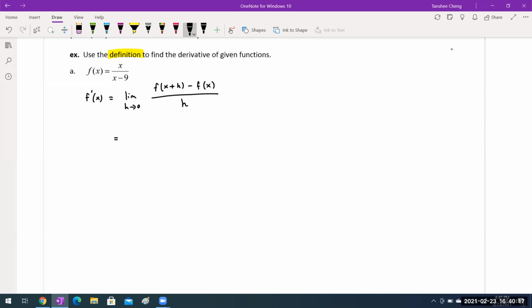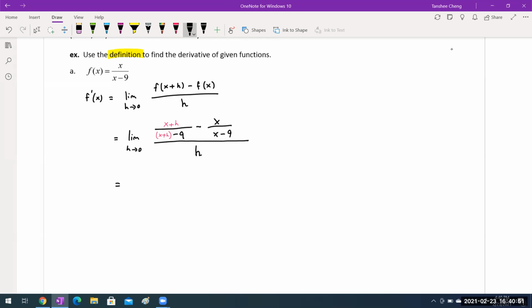So we want to now simplify this limit as h approaches 0, substituting the function with x plus h. So that's basically x plus h in the numerator, and in the denominator x plus h minus 9, minus the function, which is going to be x over x minus 9. My bad, this should be 9 minus right there, and all over h.